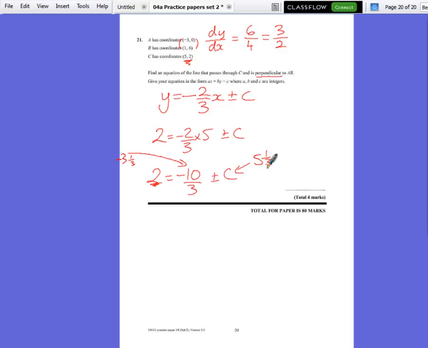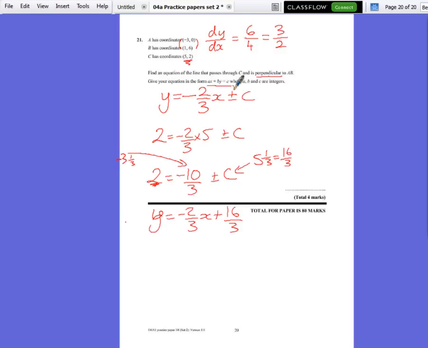So to get from minus 3 1/3 up to 2, it would be plus 5 1/3, which, if we write that as a fraction, would be 16 over 3. So our equation is y equals minus 2/3 x plus 16 over 3. Now the reason why I've left this all in fractions is because it asks us to write it in the form ax plus by equals c, i.e. there's no fractions in it.